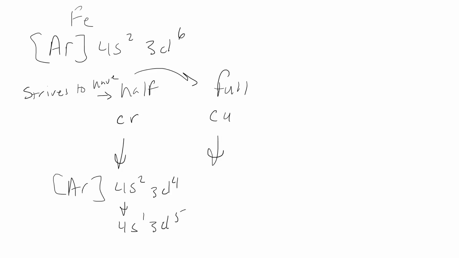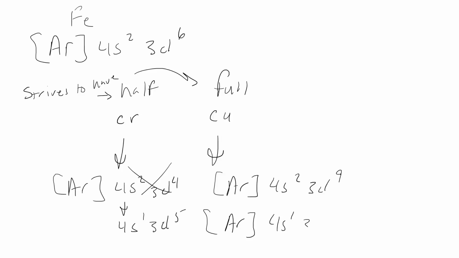Then only for chromium down and copper down. Don't do that for anything else. So copper, same thing, is essentially argon 4s2, which is normally what it is, and 3d9, but in actuality it's argon 4s1 3d10. Okay, all right.